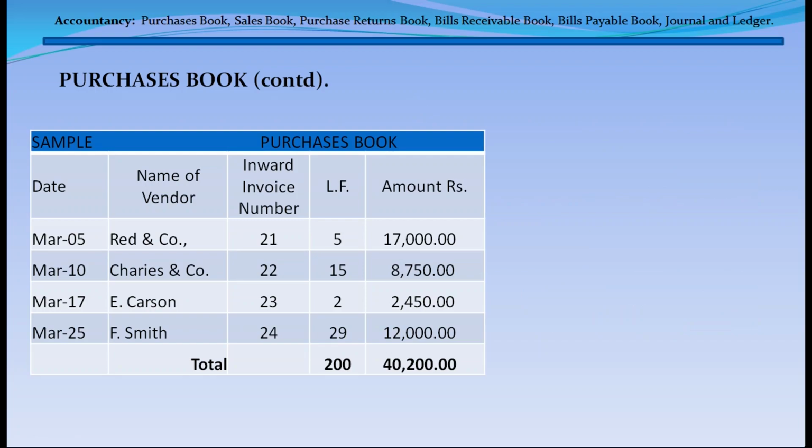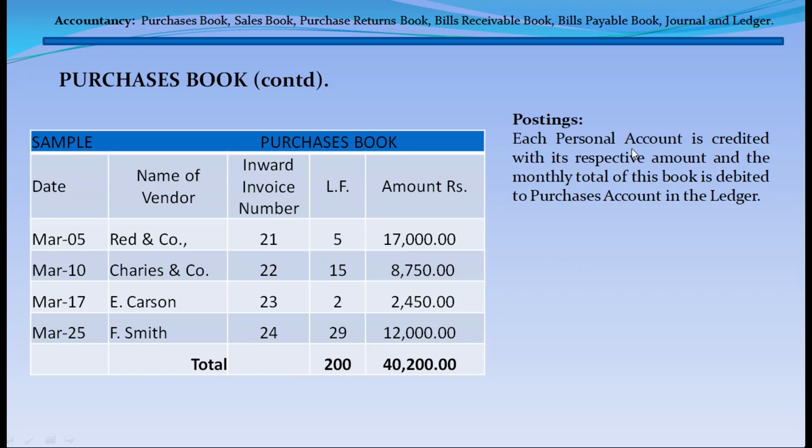Purchases book. Sample purchases book contains date column, name of vendor column, inward invoice number column, ledger folio column, amount column. So each invoice is recorded date wise in this purchases book.